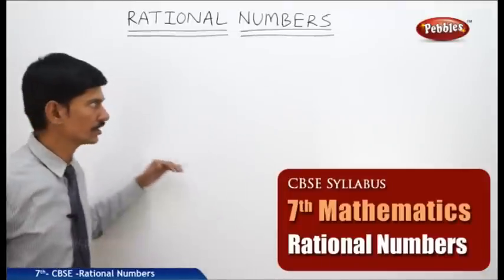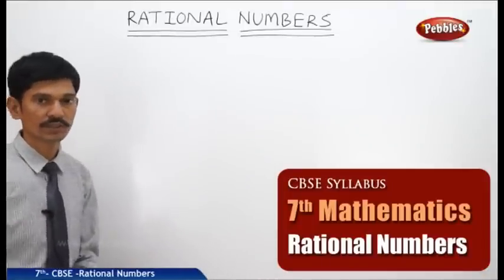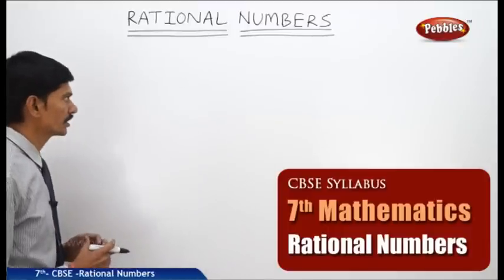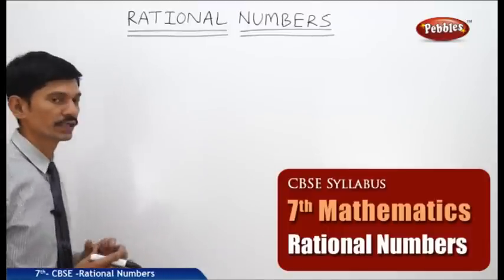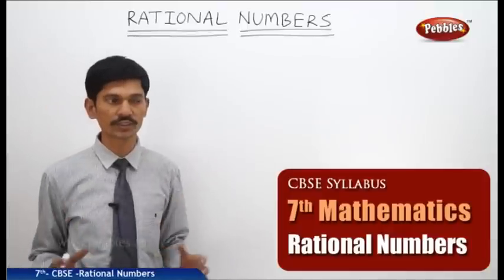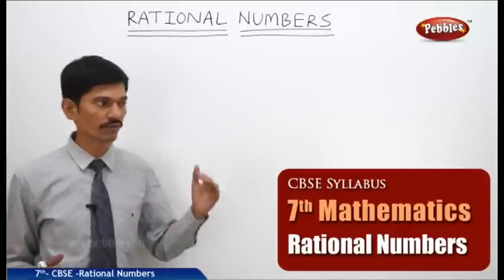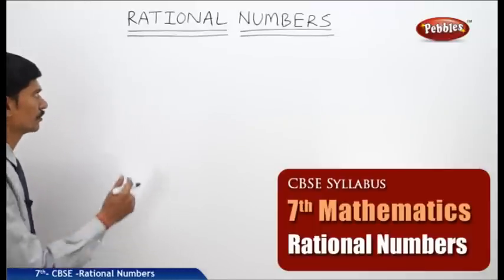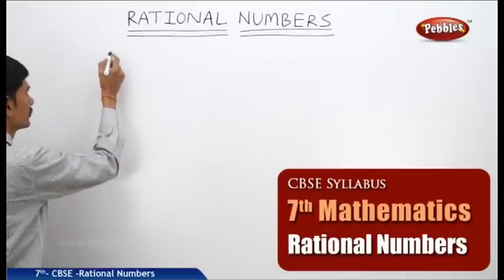Now let us discuss the next topic, rational numbers. Before we start rational numbers, let us first recall our previous knowledge regarding the number sets. What are the numbers we use to count things? Naturally we use 1, 2, 3, 4 and so on. These numbers are called counting numbers or natural numbers.